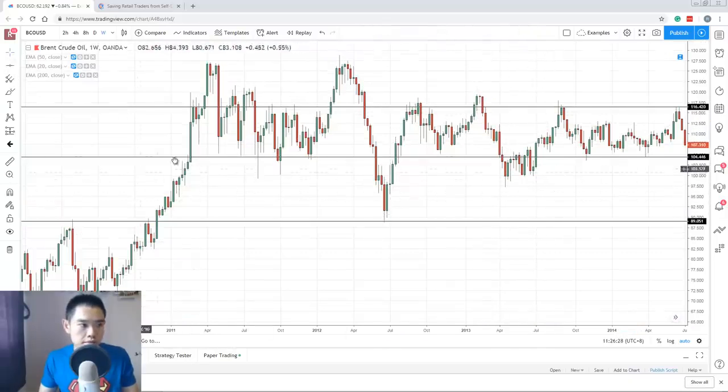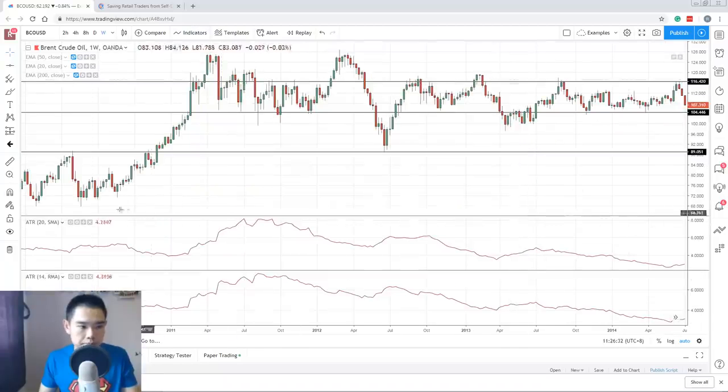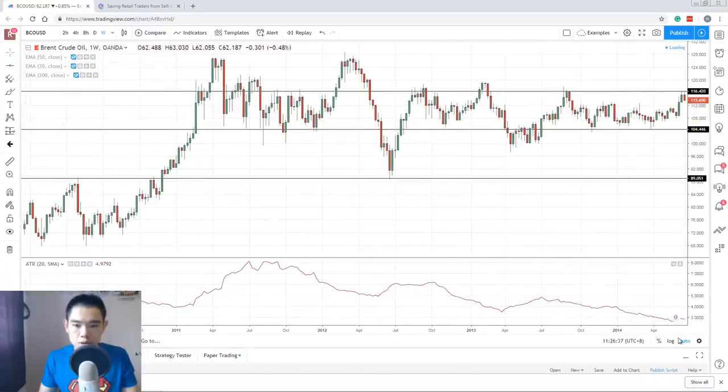Where's my ATR? It's missing. Let me fix some bug. Okay, it's back. You can see the ATR indicator at multi-year lows over here.